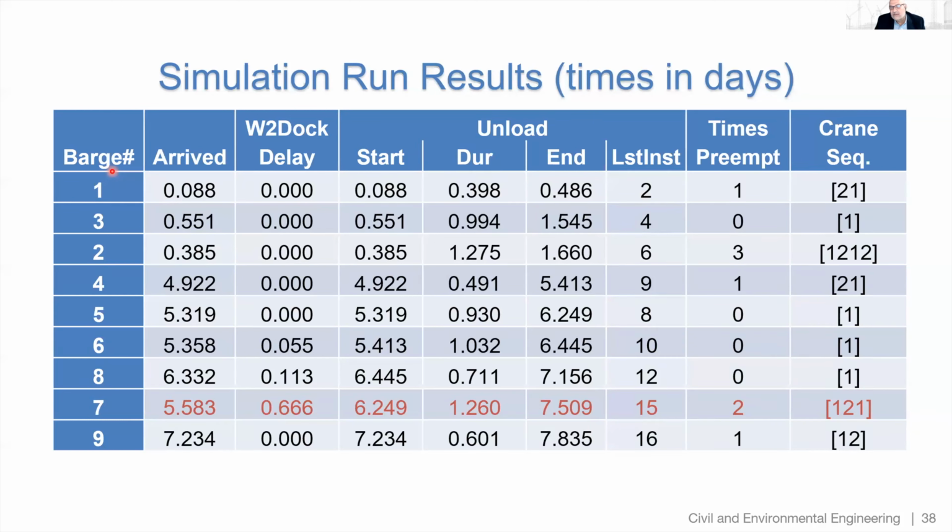Now, what I want to emphasize here is that the order that the barges leave is not the same as the order they arrive. 1, 3, 2. So you see 2 is out of order here. And then we have 6, 8, 7, 9. So 7 is out of order there.